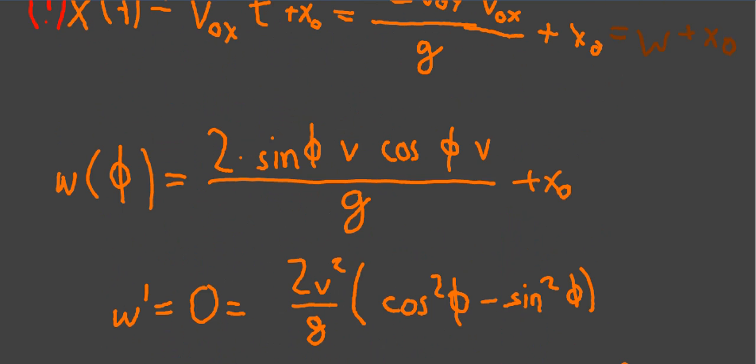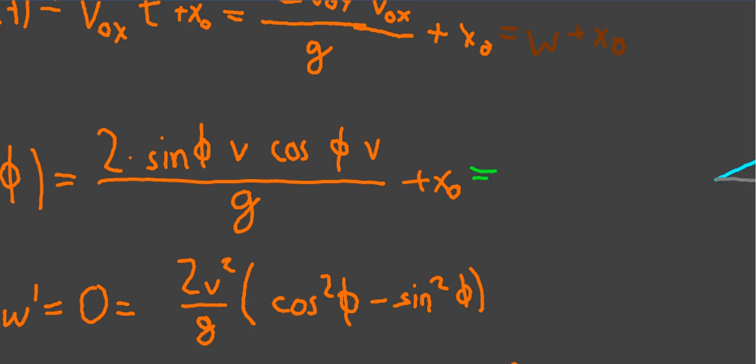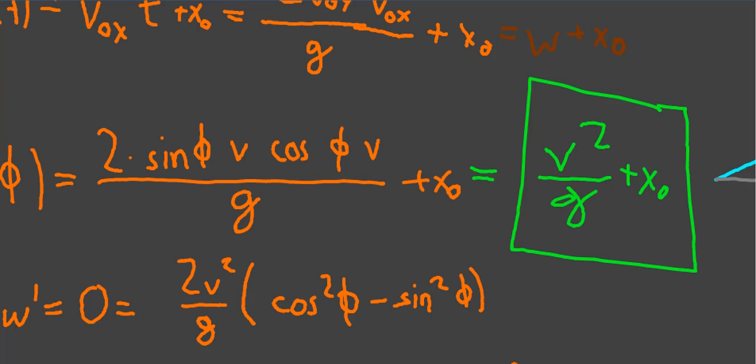So by having this information about our angle, we can actually calculate what our maximum distance is. If we just substitute this angle right here, sine of this angle is going to be 1 over the square root of 2, and I can already tell you cosine is going to be the same. So we actually have, as a formula for our maximum distance, 1 over the square root of 2 times 1 over the square root of 2, which is just 1/2. 1/2 times 2, that cancels out, and we get v squared over g plus x0 for our optimal angle. So if we use the optimal angle, our maximum distance is given by this formula right here.